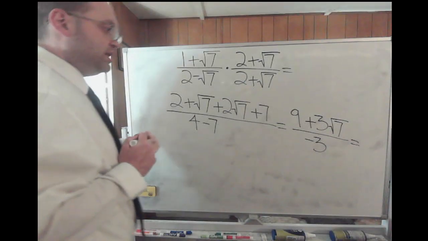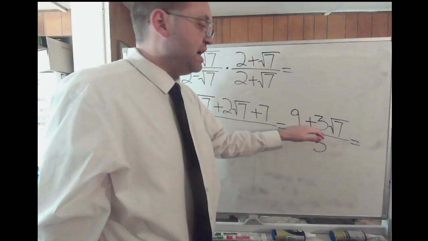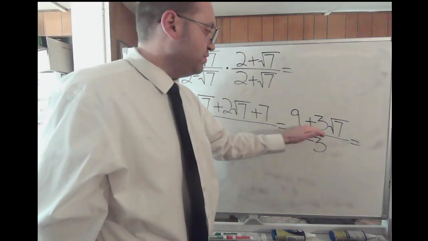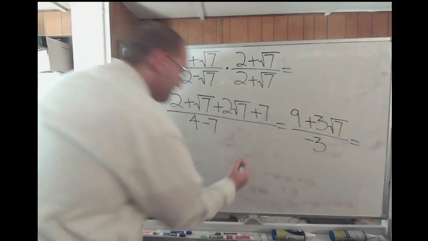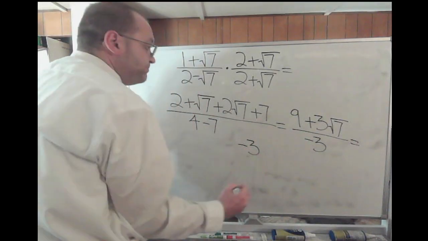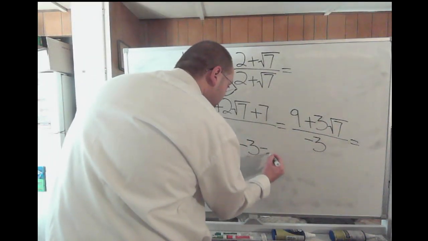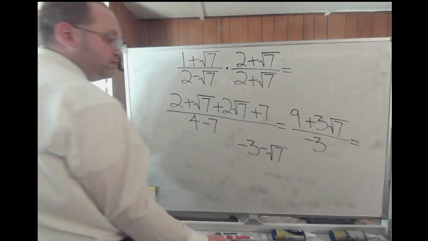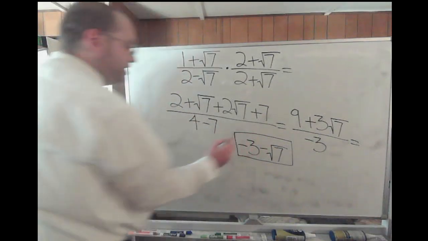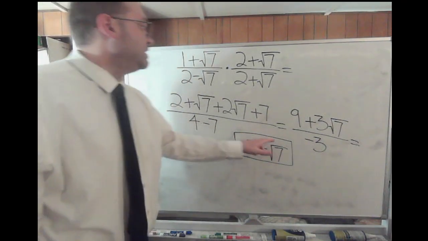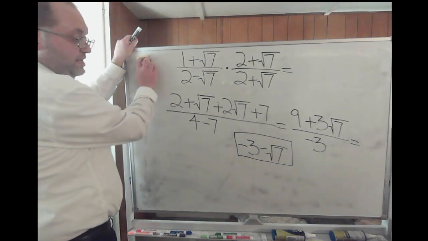Well, do we notice here that both the 9 and the 3 times the square root of 7 both have a common factor of 3? So we can divide both of the terms of the numerator by negative 3. If we do that, 9 divided by negative 3 is negative 3. Then plus 3 times the square root of 7 divided by negative 3, that'd be minus the square root of 7. And then the denominator goes away because you divide it by negative 3. So the answer you really should get for this would be negative 3 minus the square root of 7. That would be the answer you get.